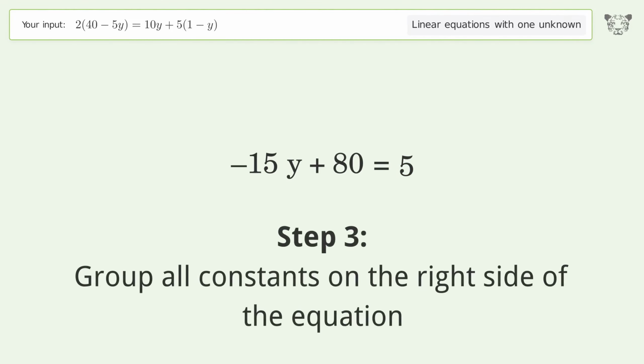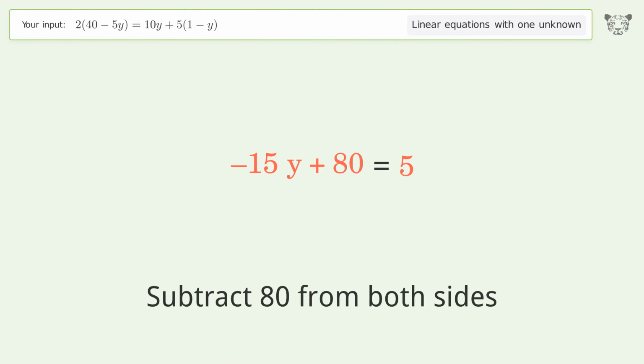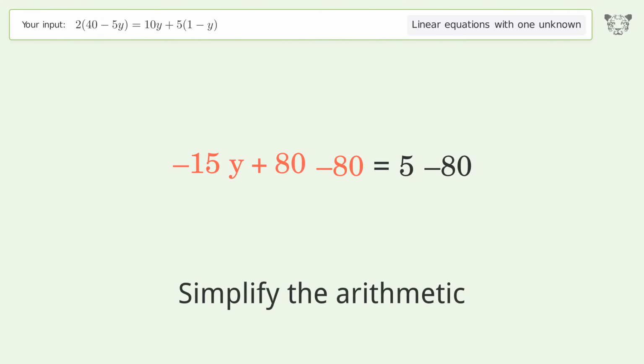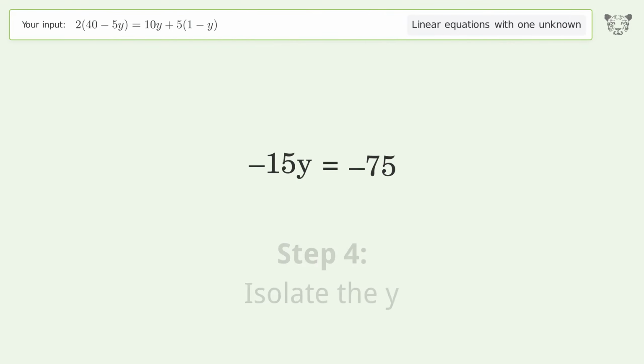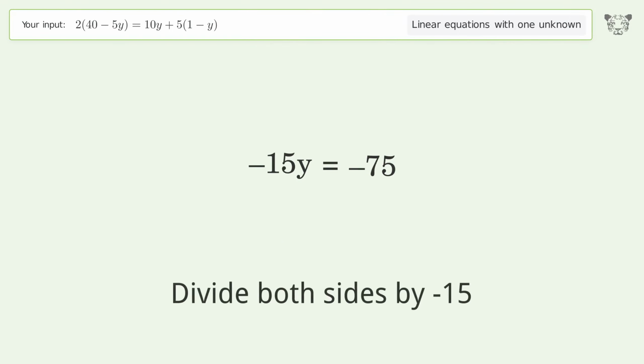Group all constants on the right side of the equation. Subtract 80 from both sides. Simplify the arithmetic. Isolate the y. Divide both sides by -15.